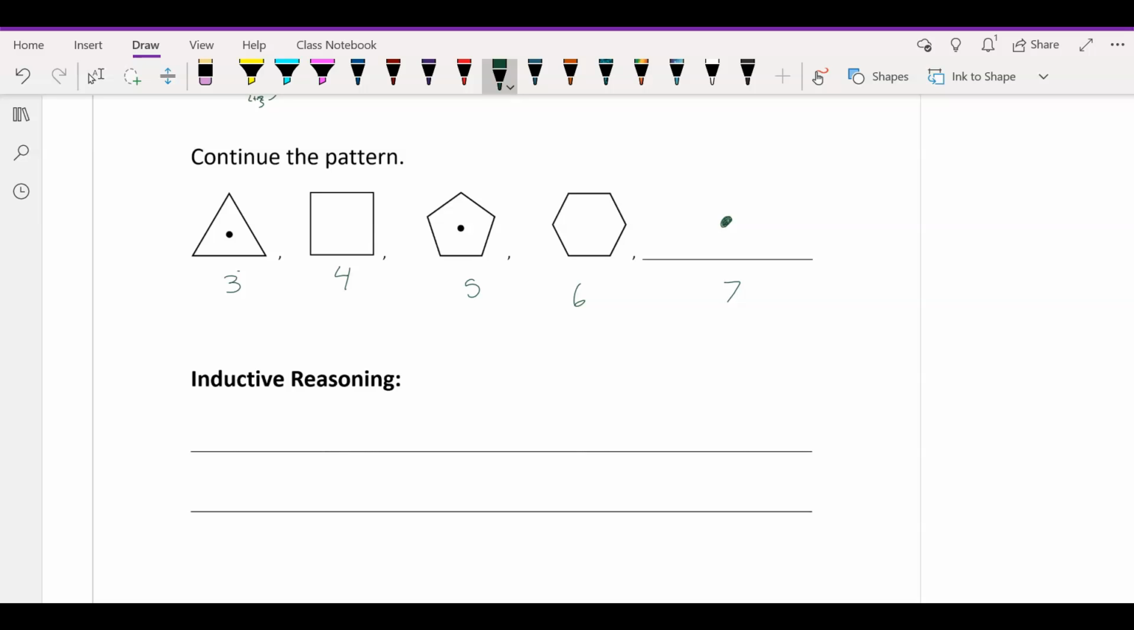Now bear with me, we all know I'm an amazing artist, but I'm still working on it. So we have 1, 2, 3, 4, 5, 6. Oh gosh, this is awful. Let's just pretend this is 7 sides, okay?